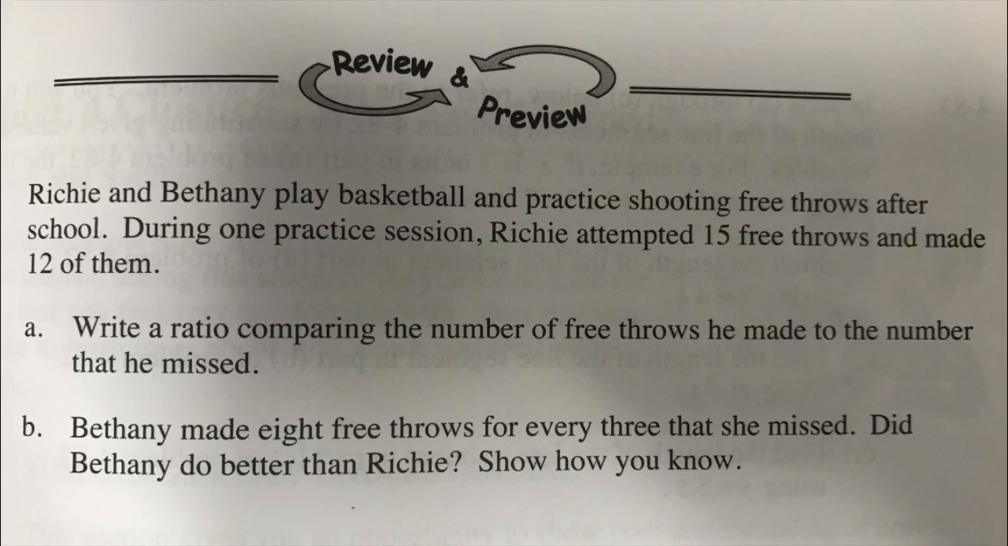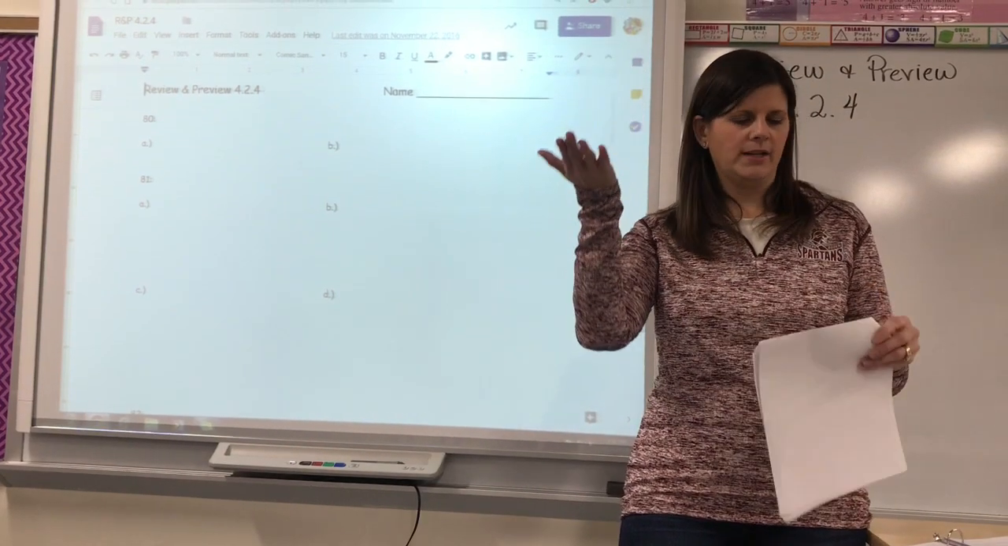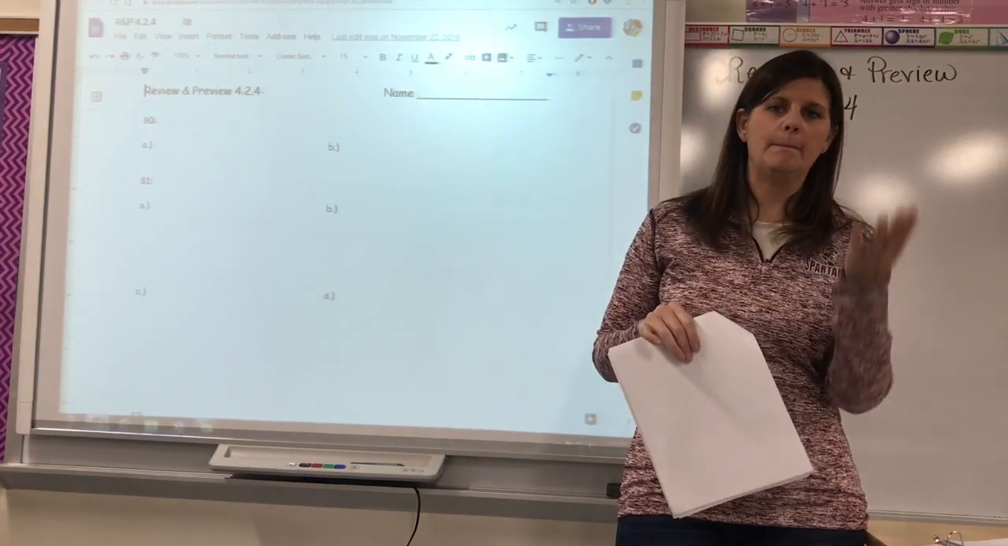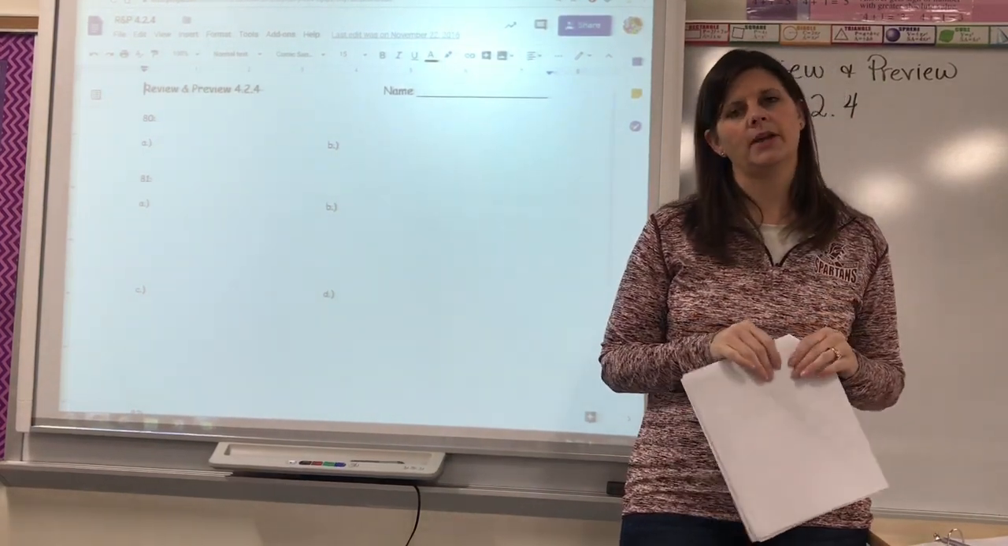That's going to be the first part of my ratio. And then if he attempted 15, you've got to figure out if he made 12, how many did he miss? So we want what he made compared to what he missed. And that's all you have to do for part A.